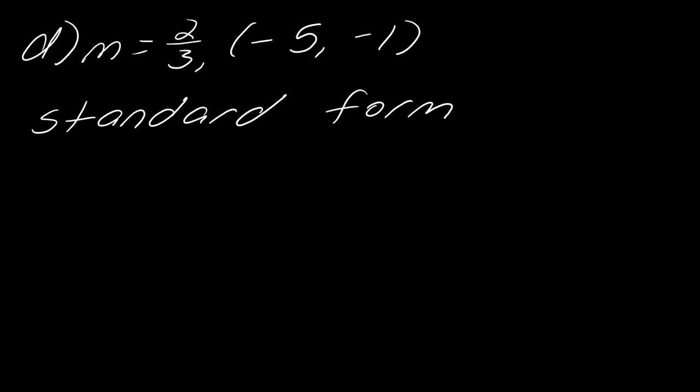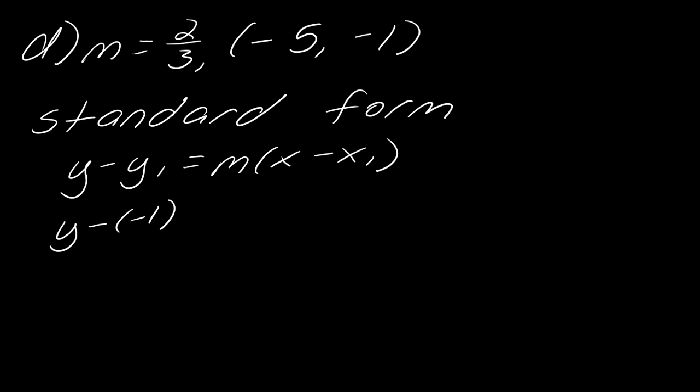Okay, so this last one now, we want to get this in standard form. Once again, I want to encourage you to maybe pause the video, give this a try, and then hit play either when you think you have the answer or when you're stuck, and then we can go through it. Okay, so I've got my y minus y1 equals m times x minus x1. I'm going to plug in the information, so I get y minus negative 1 equals 2/3 x minus negative 5.